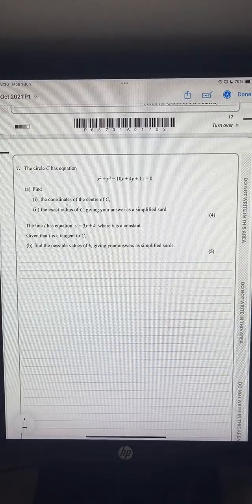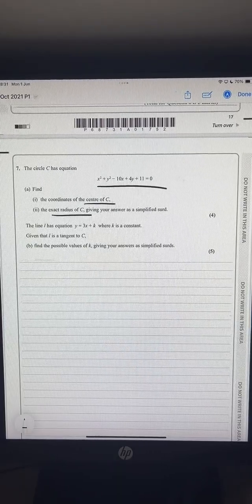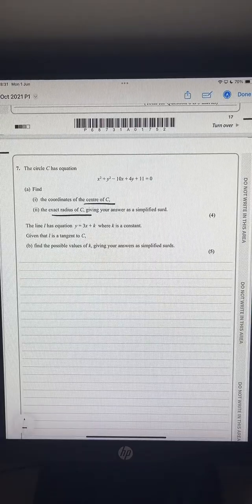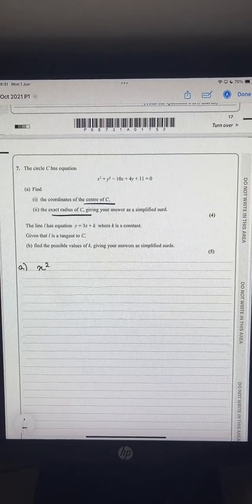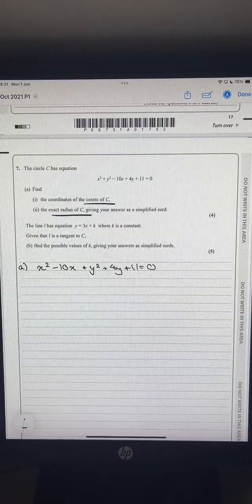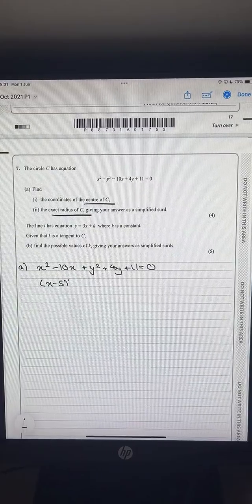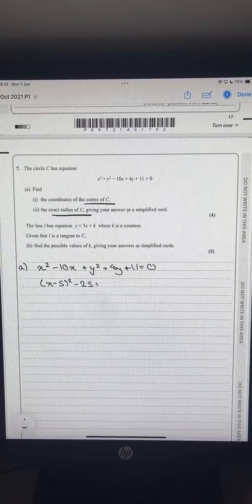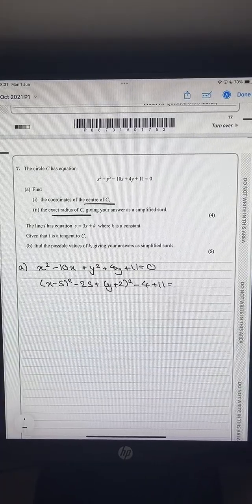For part A, we need to find the coordinates of the center of the circle and find the exact radius. So just turn this expanded form into the normal form of a circle that we know, and then find the center, find the radius from my equation. So part A, I have x squared minus 10x plus y squared plus 4y plus 11 equals 0. I like to just bring my x's and my y's together first. Then I'm just going to complete the square, so that's x minus 5 whole squared minus 25 plus y plus 2 squared minus 4 plus 11 equals 0.